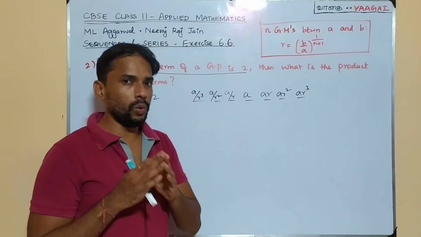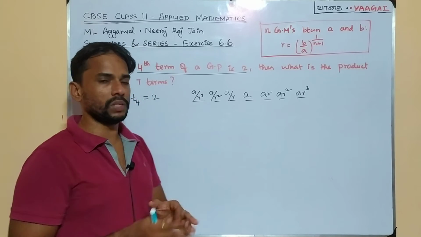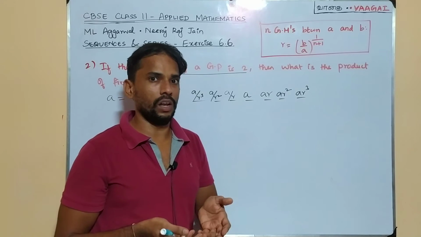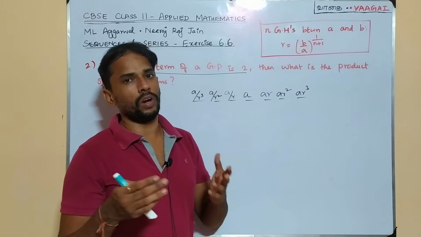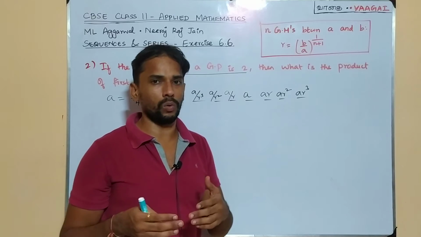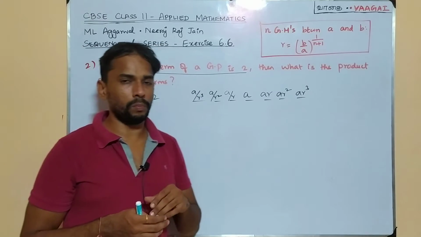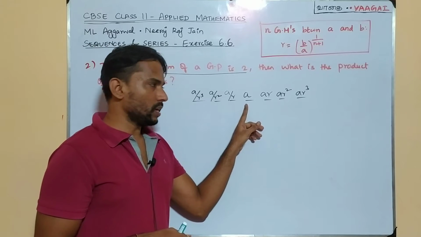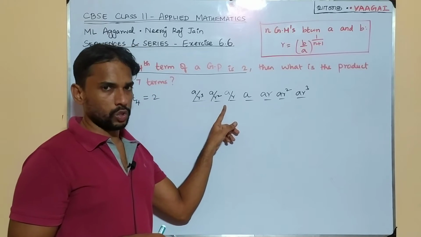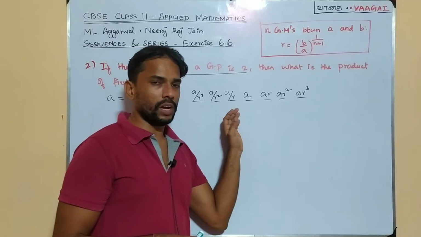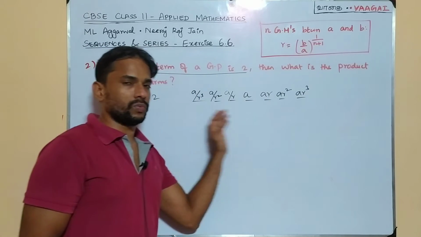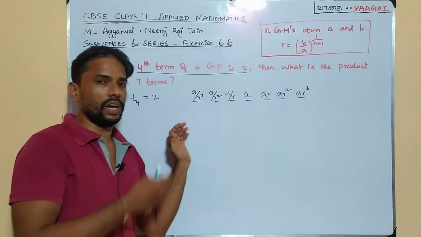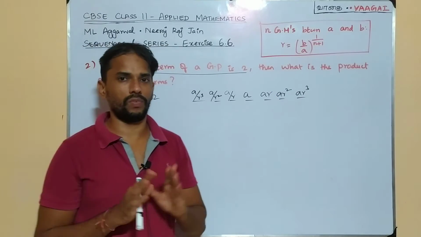If you remember, we have worked out similar problems involving 3 terms of a GP in the previous exercises, exercise 6.4 particularly. There we had only 3 terms. How did we assume the terms there? A, AR, A by R, that way we assumed. Here we have 7 terms, so we are going in the forward direction as well as the reverse direction. For forward we multiply by R, for reverse we divide by R. That's the only difference.